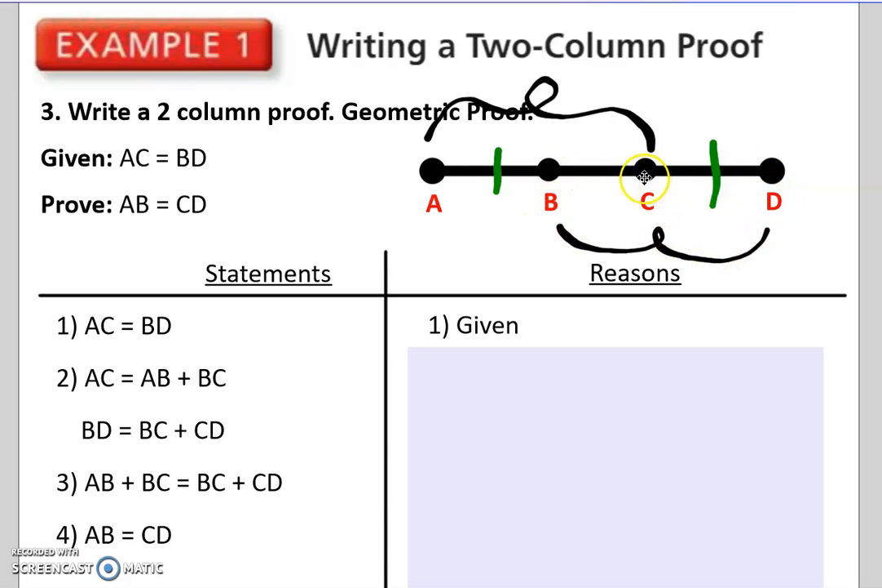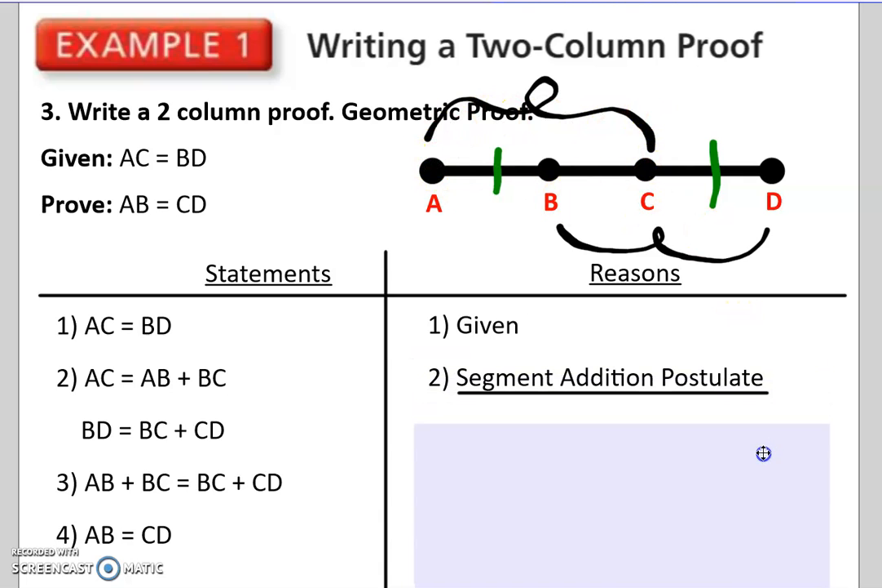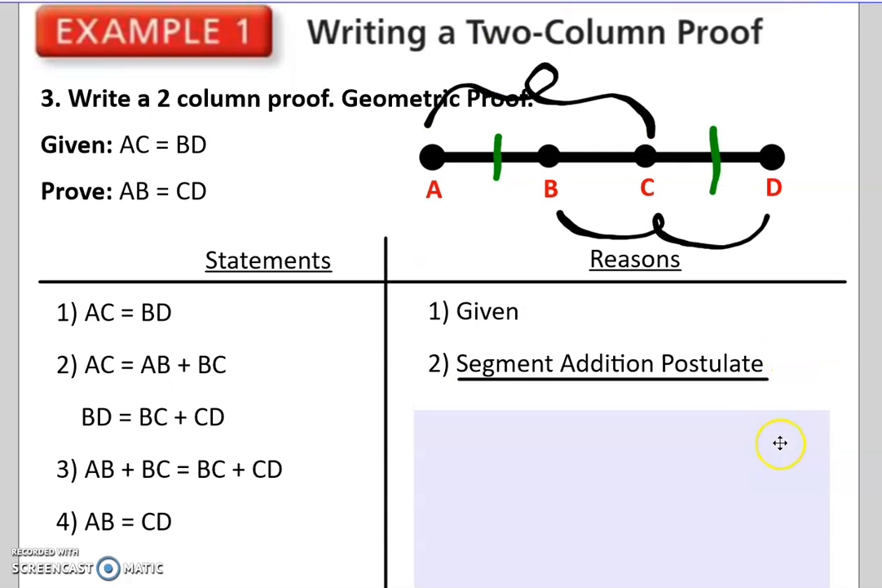What is that called, right? When we add the segments together that make up the entire segment, that's the segment addition postulate. Remember that from chapter 1? When I'm adding those segments, that's the segment addition postulate. That's what they did in step 2.